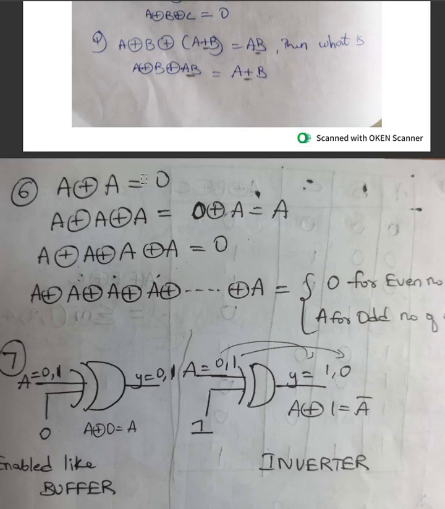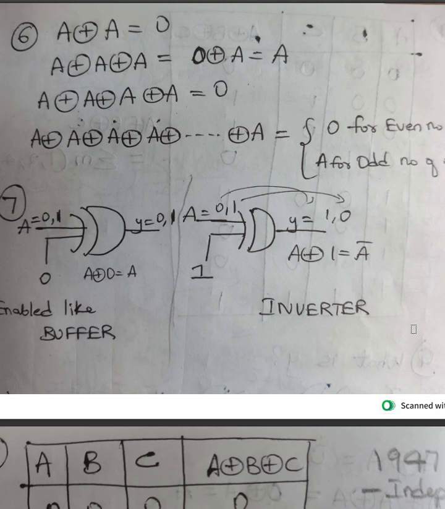A XOR A is 0 because they both are the same. Anti-coincidence, so it will be 0. Then if you do it again with 0, it will come as A. And if you do it again, A XOR A, then 0 XOR A, it becomes A. It goes on like this. So you can generalize it: if an even number of A's are XORed, you get 0. If an odd number of A's are XORed, you get A only. Remember this.